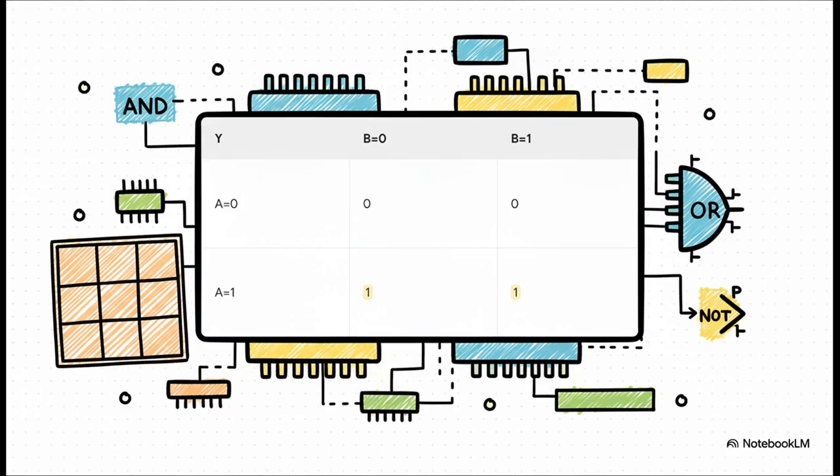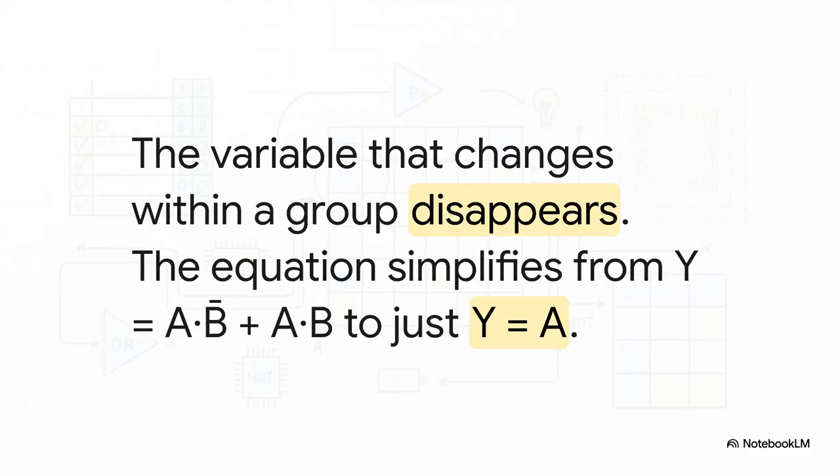As we move from the cell on the left to the one on the right, what's changing? Well, the value of A stays constant. It's always 1. But look at B. It flips from a 0 to a 1. And this leads us to the single most important rule of the K-map. Any variable that changes inside a group is irrelevant. It doesn't matter. We can just eliminate it. So B disappears. It's gone.